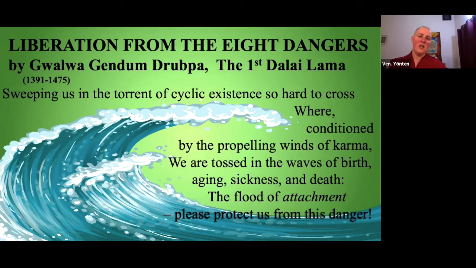So we have attachment to cyclic existence itself, and cyclic existence or uncontrolled rebirth is our own aggregates bound by karma and disturbing emotions. And so because of that, we have uncontrolled birth, uncontrolled aging, uncontrolled sickness, uncontrolled death, and then create more of the same by this terrible clinging. And all forms of obsession really have this torrent-like quality. If you're just sucked under, like the undertow of a wave, you almost become helpless in the face of your own attachment. The obsession just floods your mind. So we're asking Tara, please protect us from this danger. Floods are scary, attachment's worse.